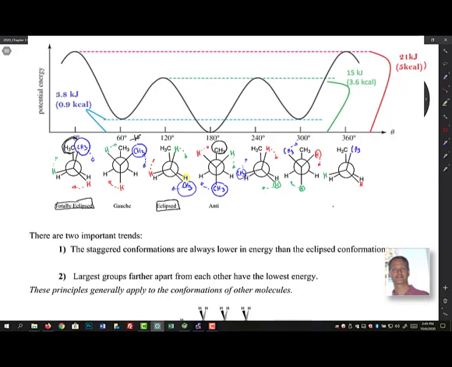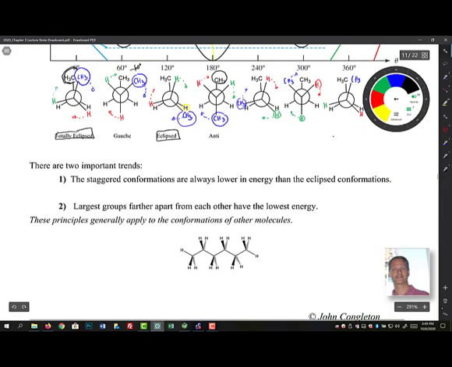Now, there's an important thing to point out to you guys here. The first thing is that the staggered conformations are always lower in energy than the eclipsed conformations. So this is always true. And the other thing is that we typically want to have the largest groups farthest apart from each other, right? So that anti is our lowest in energy because the large groups are 180 degrees away from each other.